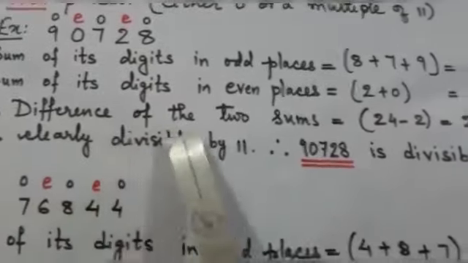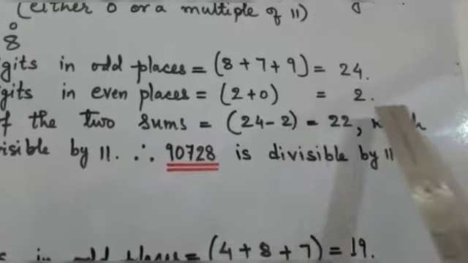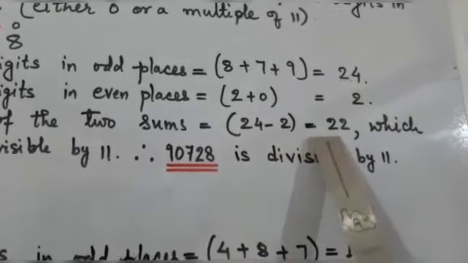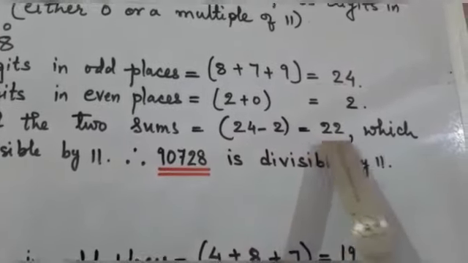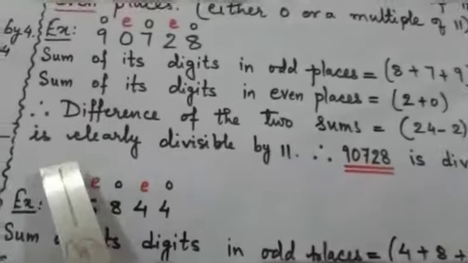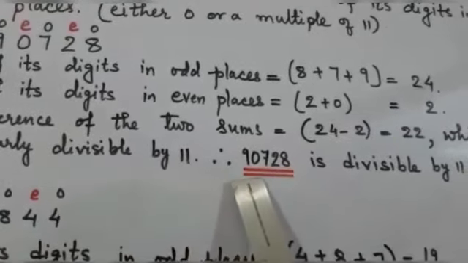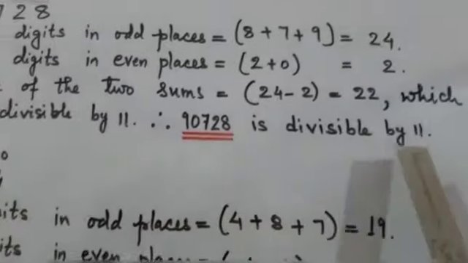Now the difference of the two sums. 24 minus 2 is 22, and it is divisible by 11. 11 2s are 22, which is clearly divisible by 11. Therefore, 90,728 is divisible by 11.